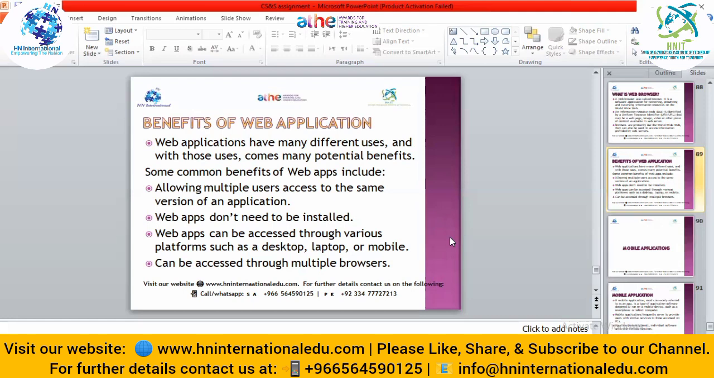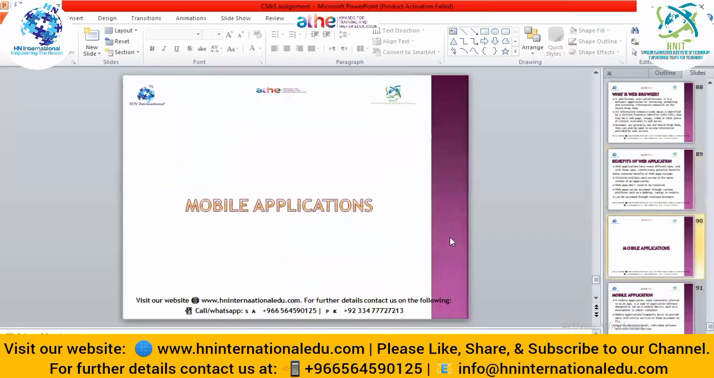If we have a web browser installed, we only give the address of the website, and the website will be displayed in front of the user. The user doesn't need to install anything on the computer. Web apps can be accessed through various platforms, using desktops, laptops, or mobiles, and through multiple browsers. There is no compulsion as to which browser must be used to access our web application.